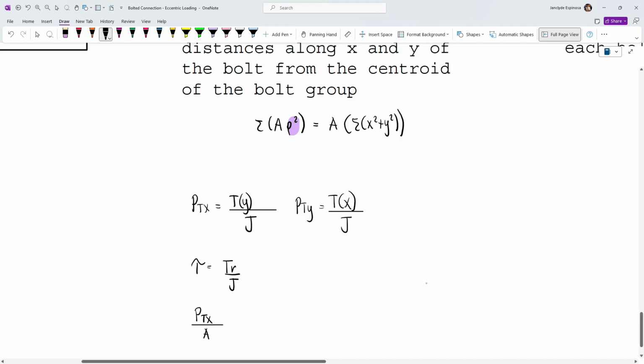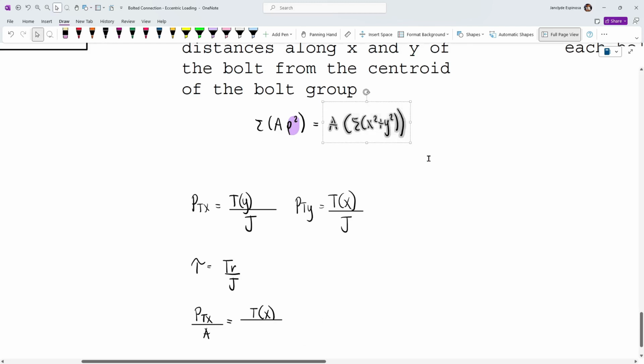Now this is divided by the area, and then this is equal to T times R, which corresponds to the radial distance considering the moment arm. So this may be X or Y, and then divided by J. However, we know that J is just equal to this formula.